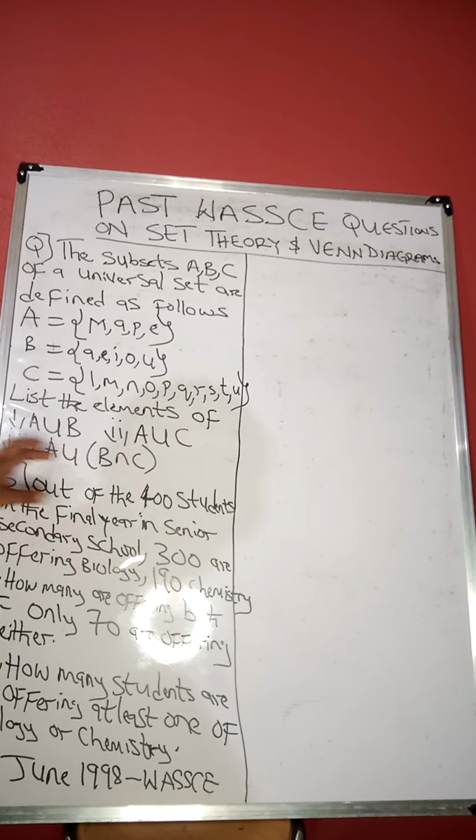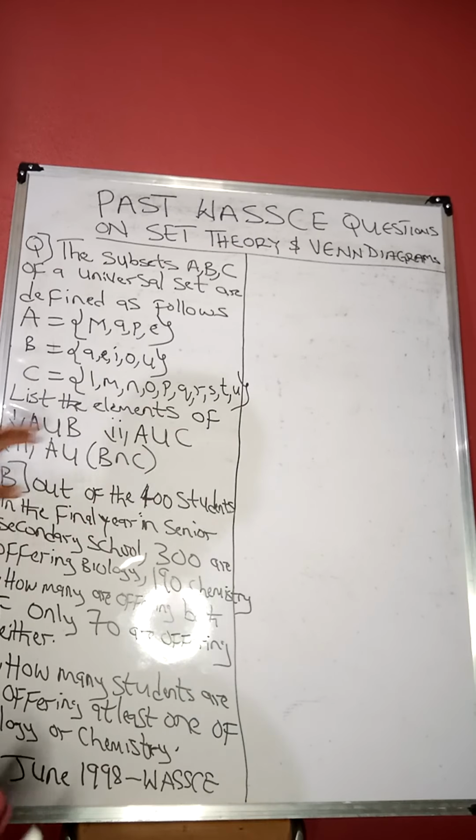Alright students, we have our first question on the board, and the question says, the subsets A, B, C of a universal set are defined as follows. Set A contains elements M, A, P, E. Set B contains elements A, E, I, O, U. Set C contains elements I, M, N, O, P, Q, R, S, T, U. List the elements of 1. A union B, 2. A union C, 3. A union open bracket B intersection C.